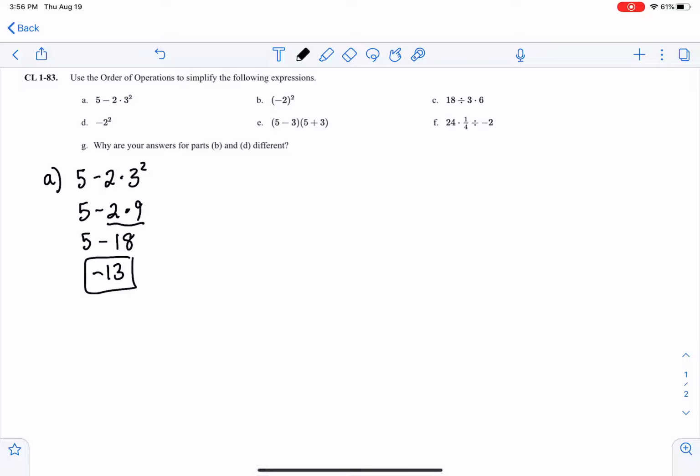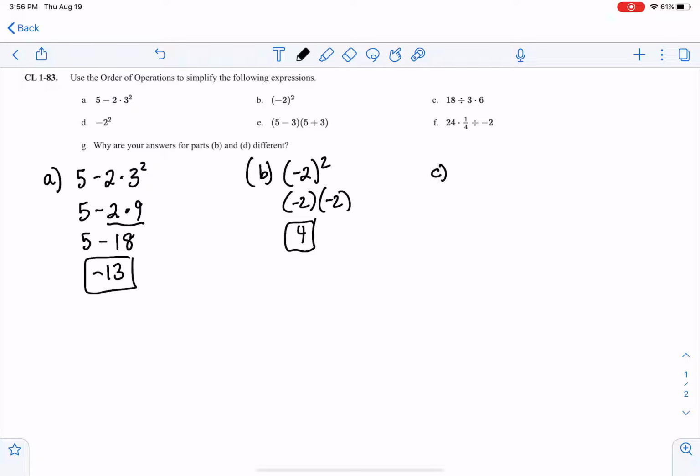So that's A. For B, we have (negative 2) squared. So in this case, the negative 2 is the base for the exponent. So it's equivalent to writing negative 2 times negative 2. Now, I don't require you to show that work, right? But that's what we're doing. So that gives us 4.